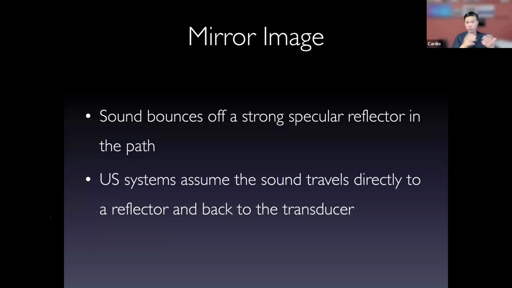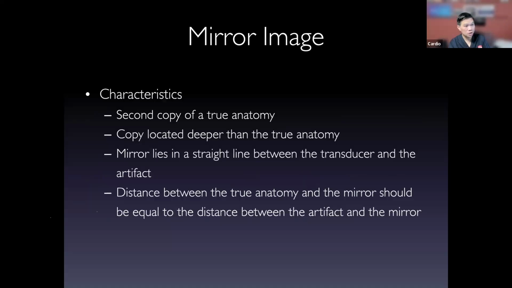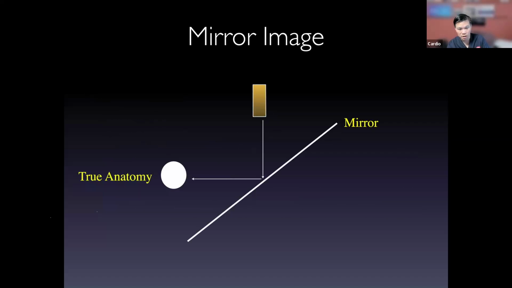Okay, so you already experienced some mirror image today. Sound bounces off a specular surface in the path, and the ultrasound system assumes the sound travels directly to the reflector and back to the transducer. The characteristic is that it creates a second copy of the true anatomy, and the copy is located deeper than the true anatomy. The mirror lies in a straight line between the transducer and the artifact, and the distance between the true anatomy and the mirror should be equal to the distance between the artifact and the mirror. Simple physics that you learned in high school.